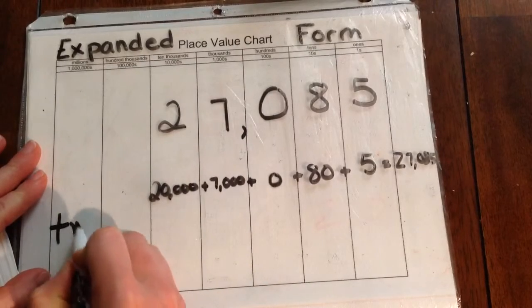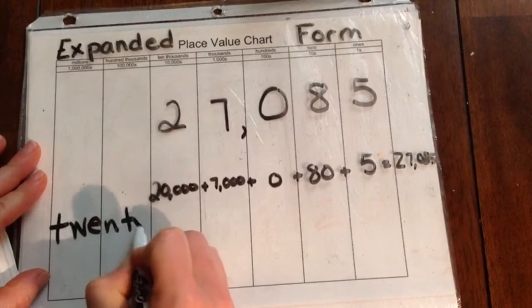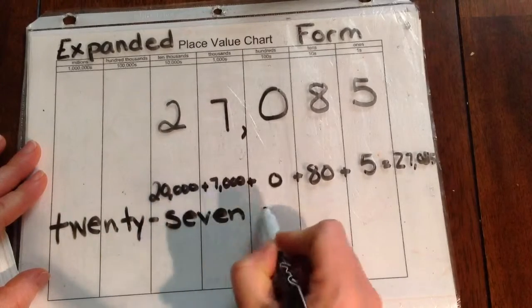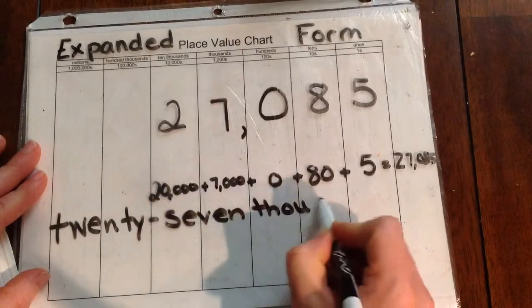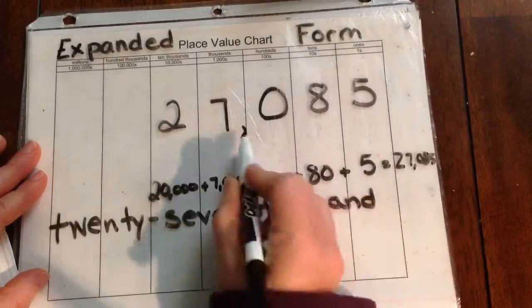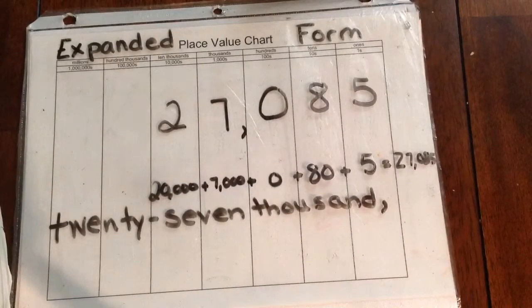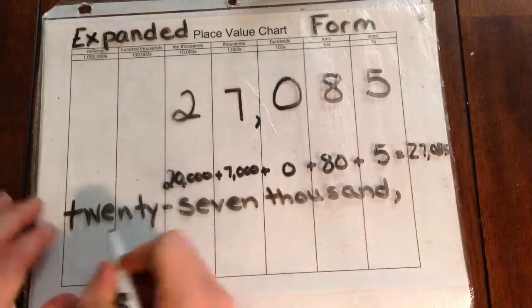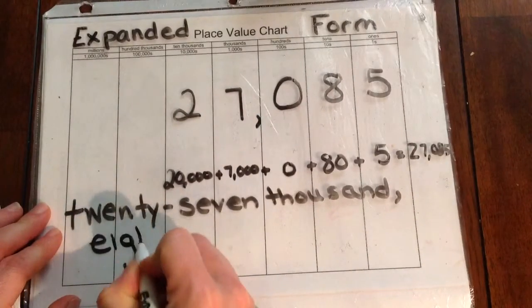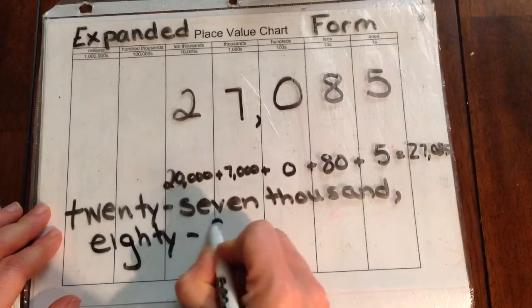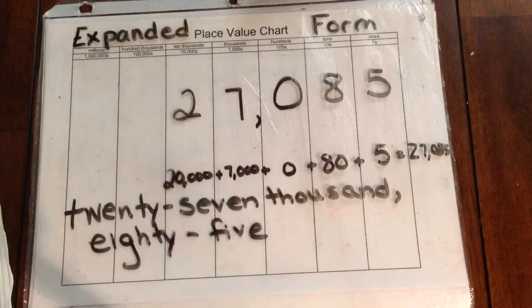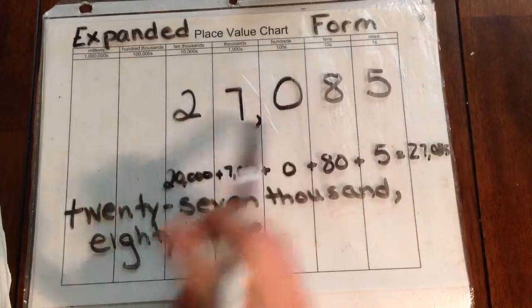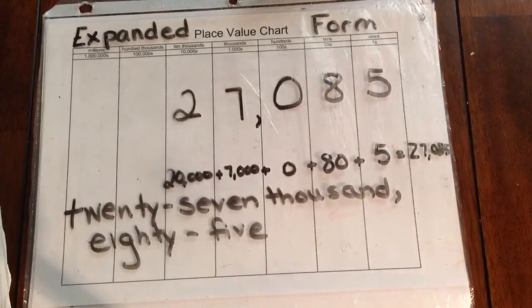27,000. And I put the comma right where the comma is. 27,085. 85. And that's word form. You say the number, and as you say it, you write it.